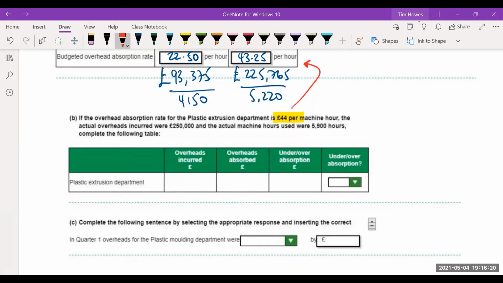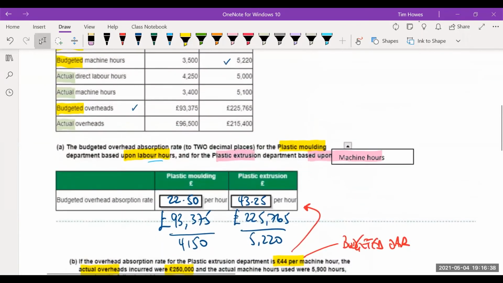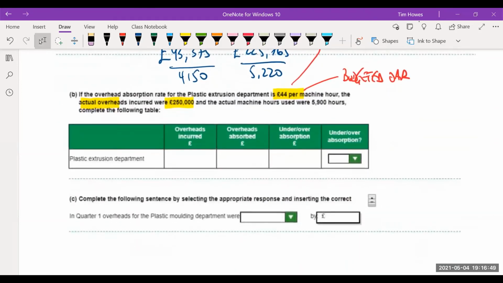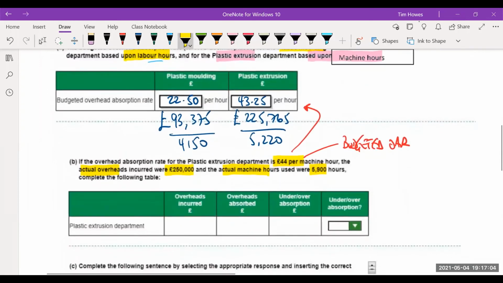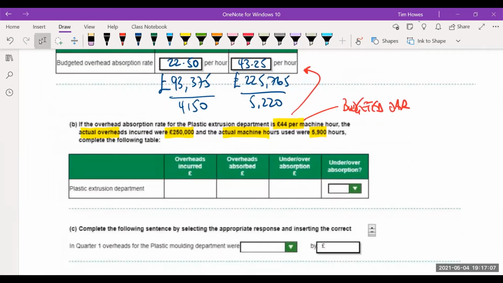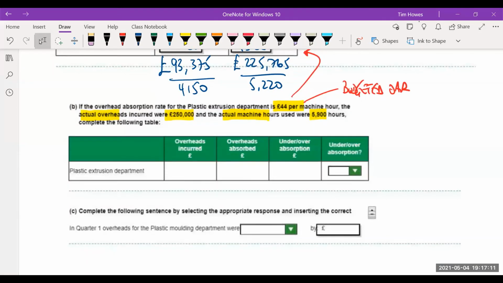But anyway, if the rate for extrusion department is £44 per machine hour, so they're saying this is our budgeted OAR. Great. The actual overheads are 250. So why are you telling me this when it says up here they're a completely different figure? Why they do this, I do not know. You can see my irritation, but there we go. So 250 grand, and the actual machine hours were 5,900. Again, why are you telling me that when these figures are all different? At least I can see that I shouldn't be worried about the 44. They're just using random data. Okay, it says complete the following table.